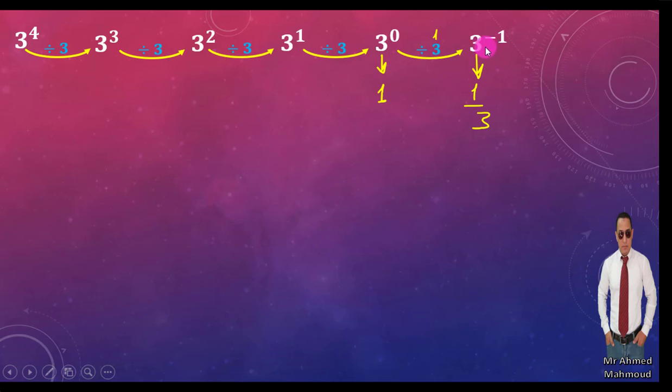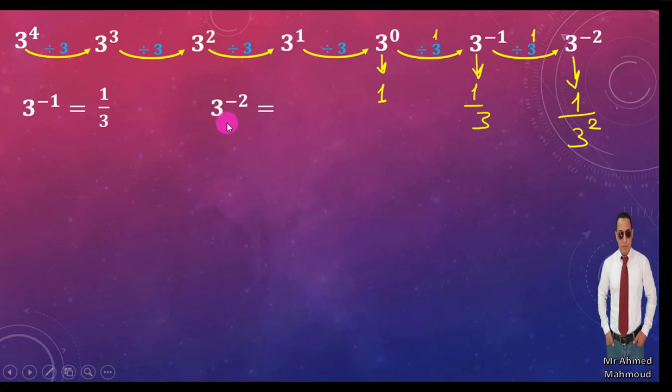Also, if I divide 3 power negative 1 by 3, negative 1 minus 1 equals negative 2. Okay, and also 1 over 3 divided by 3 equals 1 over 9, which is 1 over 3 power of 2. So this is the meaning of the negative power. 3 power negative 1 equals 1 over 3. 3 power negative 2 equals 1 over 3 power of 2.